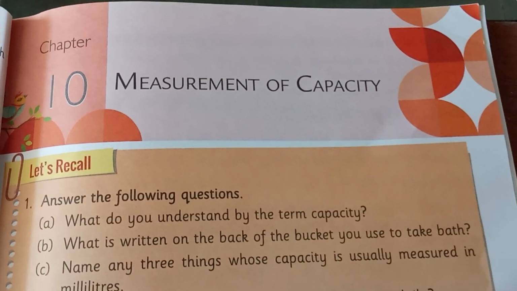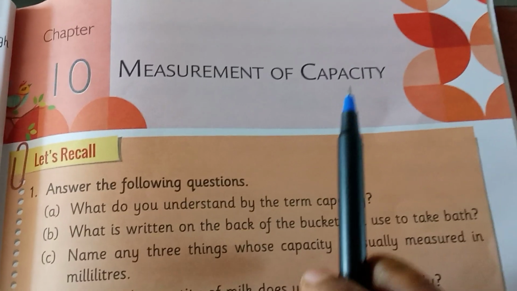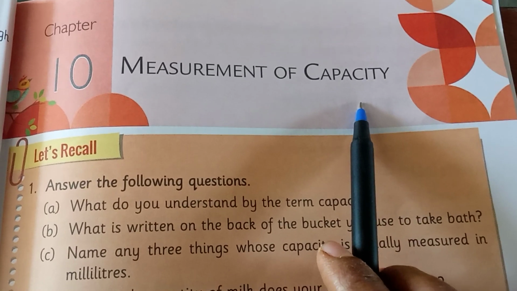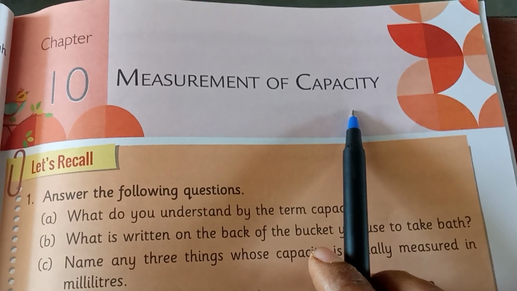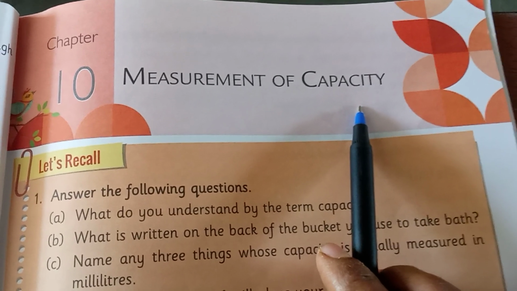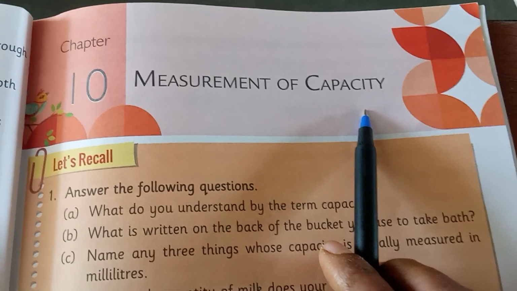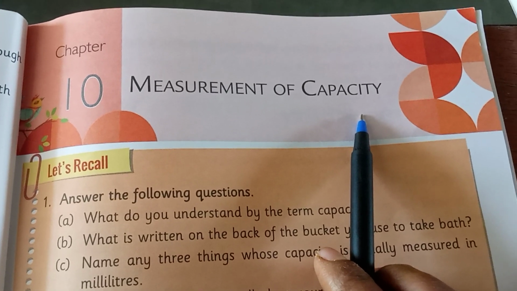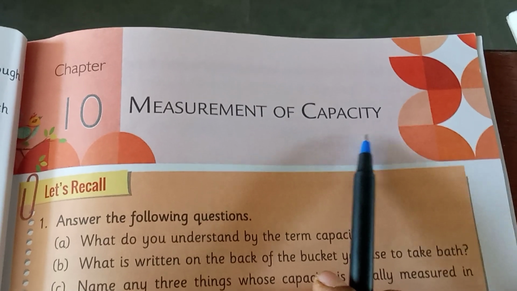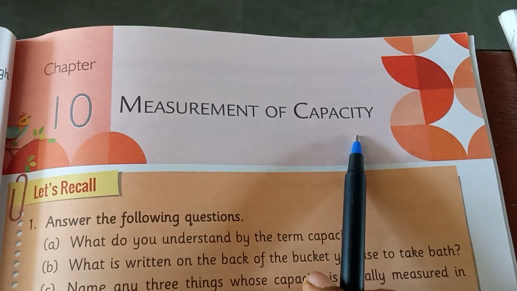Now children, you will think, what does it mean by capacity? So children, the term capacity means the quantity of liquid that a container can hold. So we call that quantity the capacity of that container. Suppose we have a bucket and we have filled water in it. So the quantity of water that bucket contains is the capacity of that bucket.